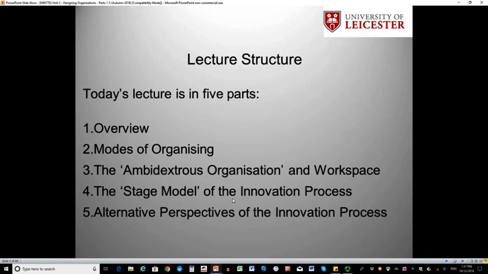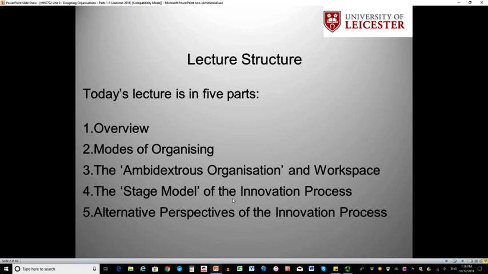We'll then shift in part 4 to start looking at the innovation process, so moving away from structure and culture to looking at the ways in which organisations organise the process of innovation. And we're going to focus in on this stage model, which is a very particular way of looking at the innovation process, and it's one that is adopted by many organisations, including Hewlett-Packard when I was there a number of years ago as an R&D engineer.